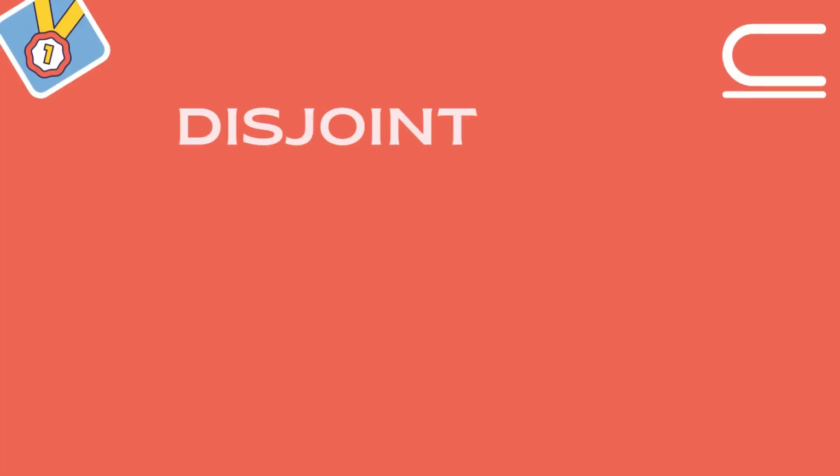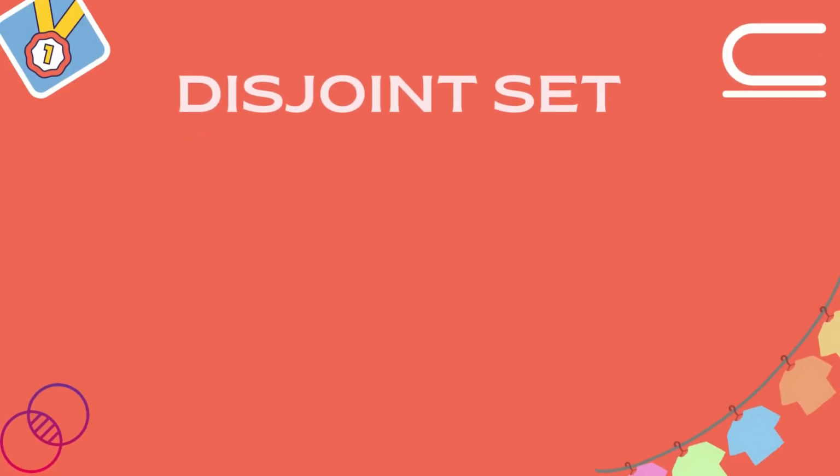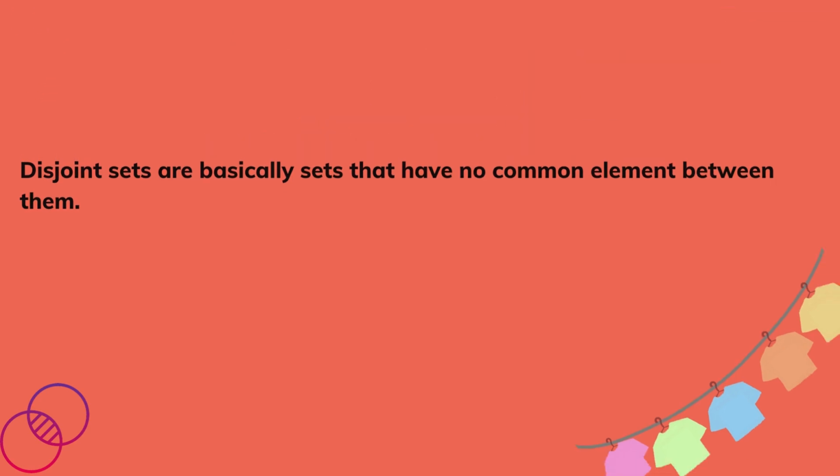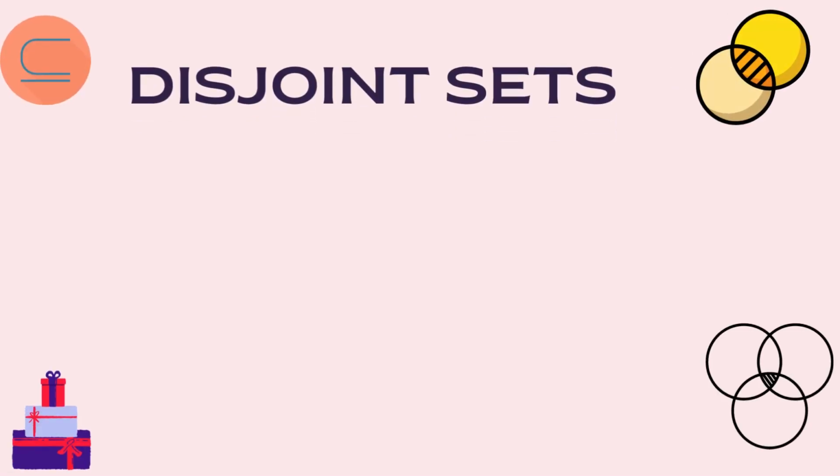What are disjoint sets? Disjoint sets are basically sets that have no common elements between them. So, set A and set B would not have an overlapping or sharing or common element, so they become disjoint sets. Let's have a look at an example.